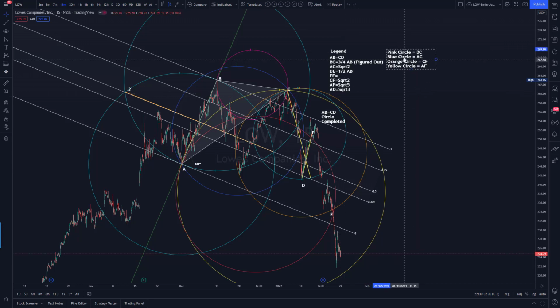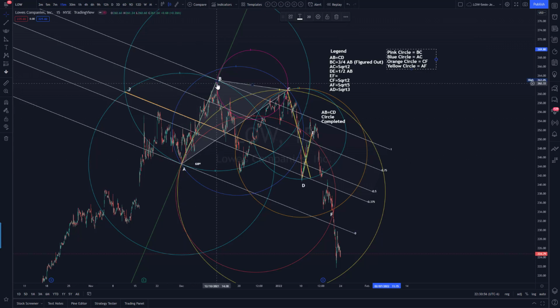So to help you figure out what's going on here, because it looks like a bunch of chaos, even for me. The pink circle here is BC. I figured it out just by measuring. From the book, I pulled out a tape measure, and I started measuring the spaces between, and figured out that ratio. And it came out to be 3/4 of AB.